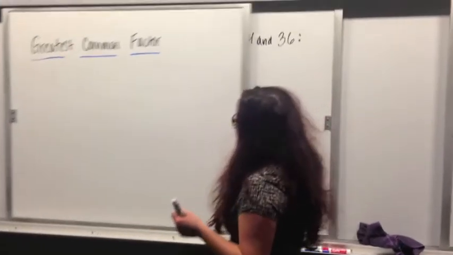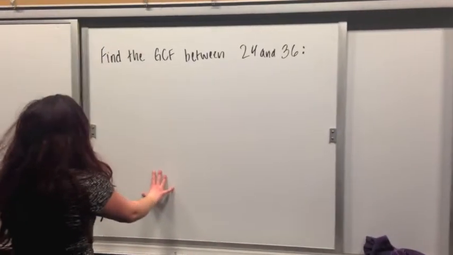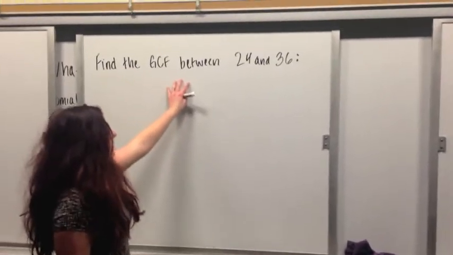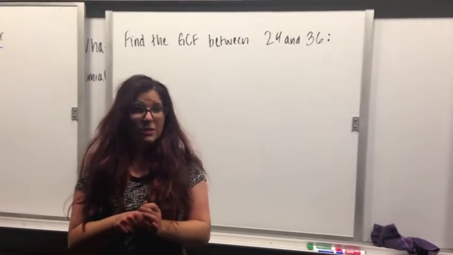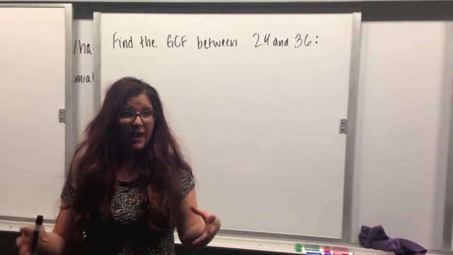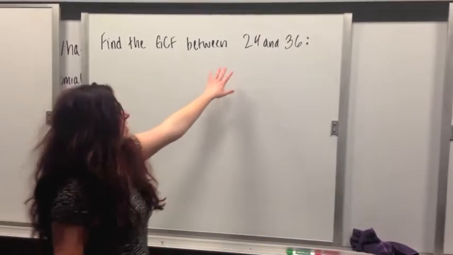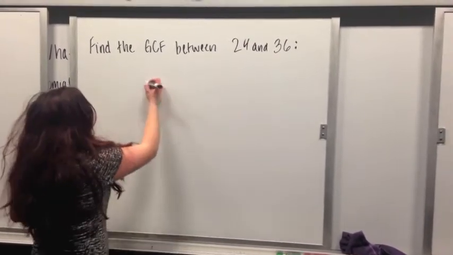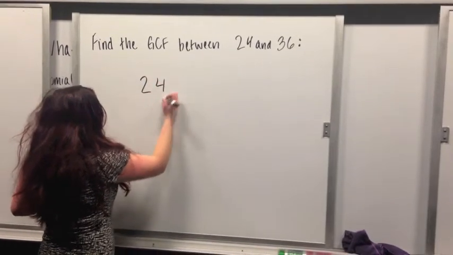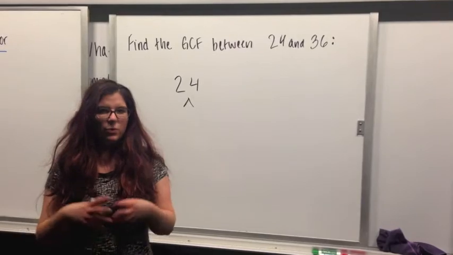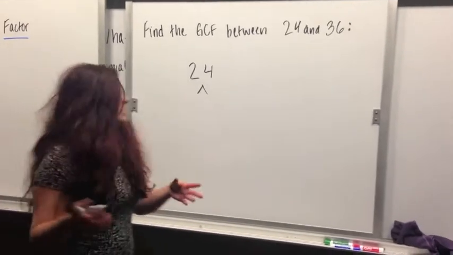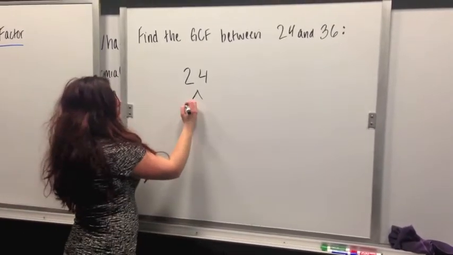If we take a look at our first example, we're going to talk about finding the GCF between 24 and 36. How we're going to start these problems is we're going to write out the list of factors between our two terms. In this case, we have two numbers. So you guys know how to do this. We have 24, and we're going to make our little factor tree. What I mean when I say factors is we want to break it up into as many tiny pieces as we can. So we're going to start with 2.